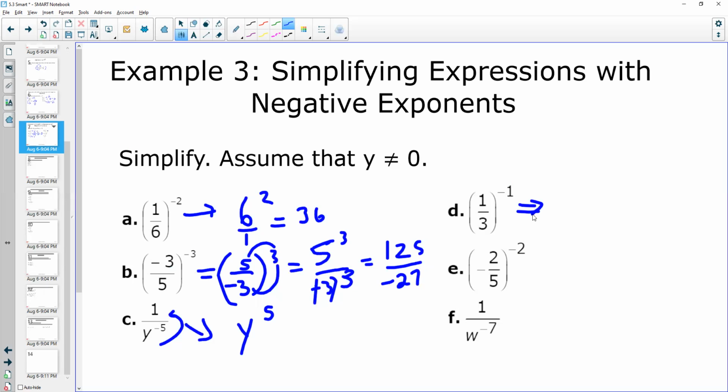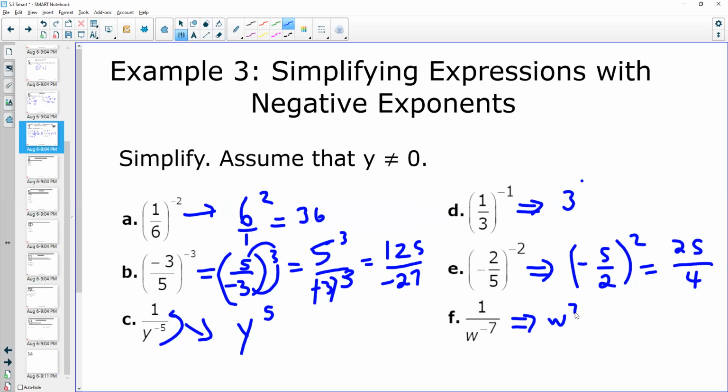D, 1/3 to the negative 1 is just going to flip into a positive 3. No, this number didn't change its sign. The negative exponent is never about a sign. Okay, negative 2/5 to the power of negative 2 just becomes negative 5 over 2 squared. And that's going to be negative squared is positive. 5 squared is 25. Oops, that doesn't look anywhere in here like a 25. 25 over 4. All right, and then the last one is just going to turn into w to the 7th.